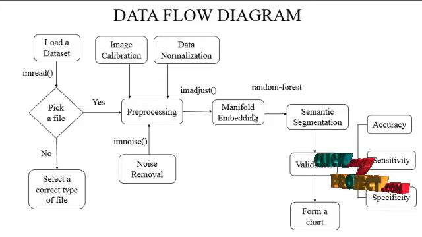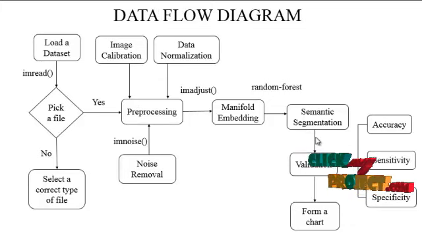Then we apply the manifold embedding technique. It is possible by the IMAdjust function. Using the IMAdjust function, we can adjust the brightness of the image. By using the contrast adjusted image, we can view the image in a detailed manner. After the contrast adjustment, we follow the semantic segmentation technique. It is possible by the random forest function. In this stage, we can extract only the tumor parts of the brain image.